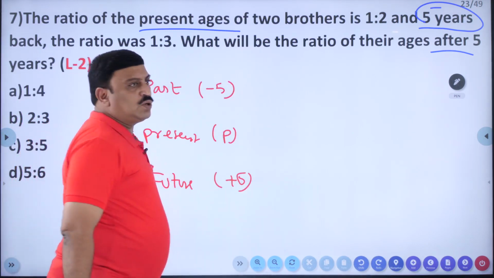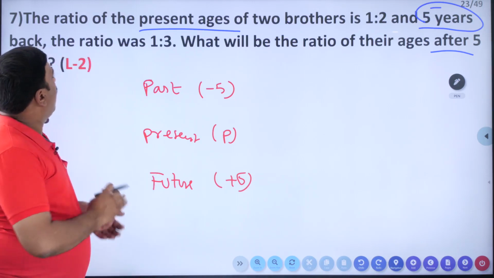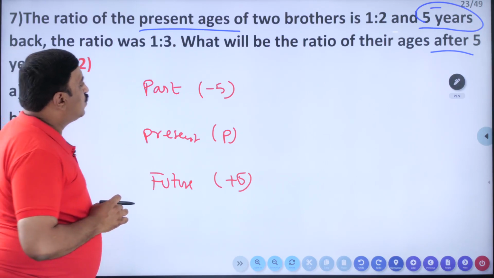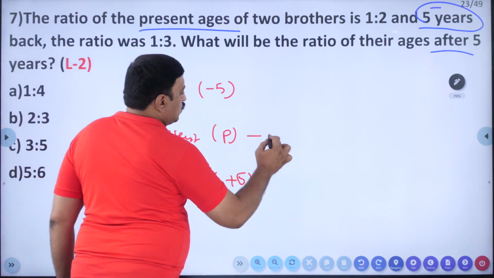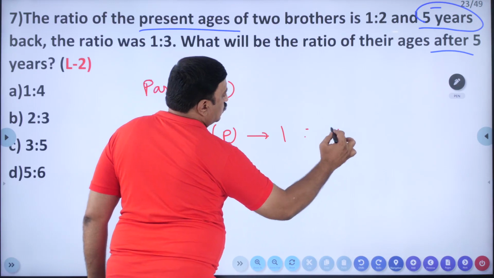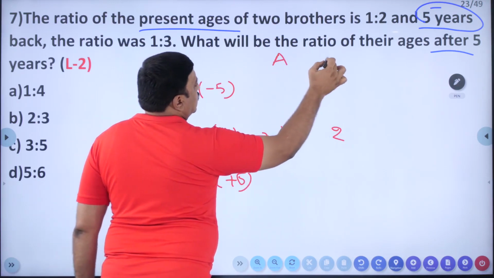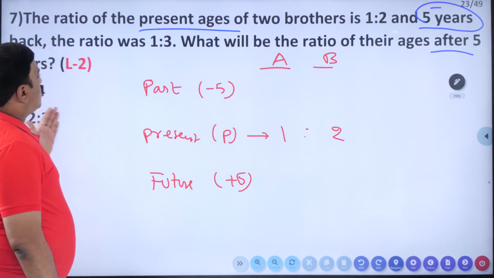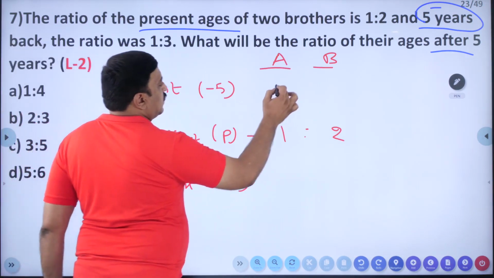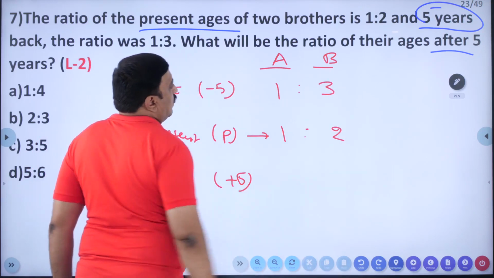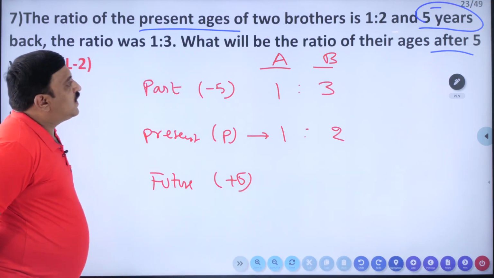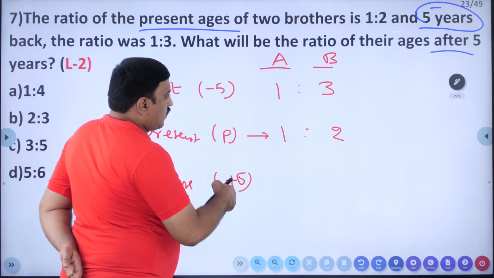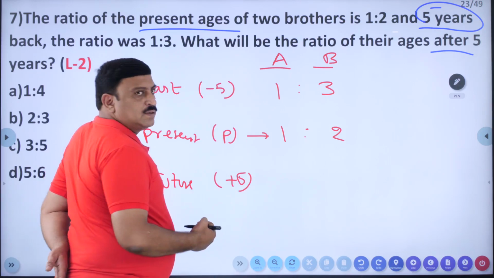You should write the question in a systematic way. The ratio of the present ages of two brothers is 1:2. Present is 1:2. Say A and B, they are 1:2. 5 years back the ratio was 1:3. Fine. The ratio of their ages after 5 years. This is after 5 years. This is before 5 years.